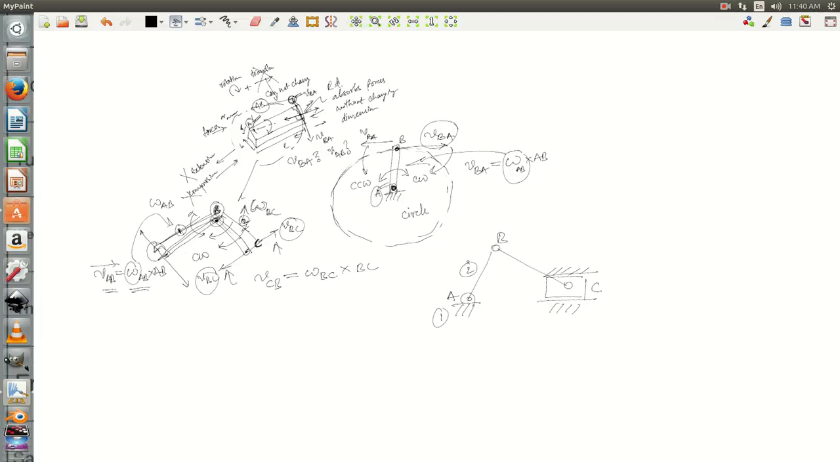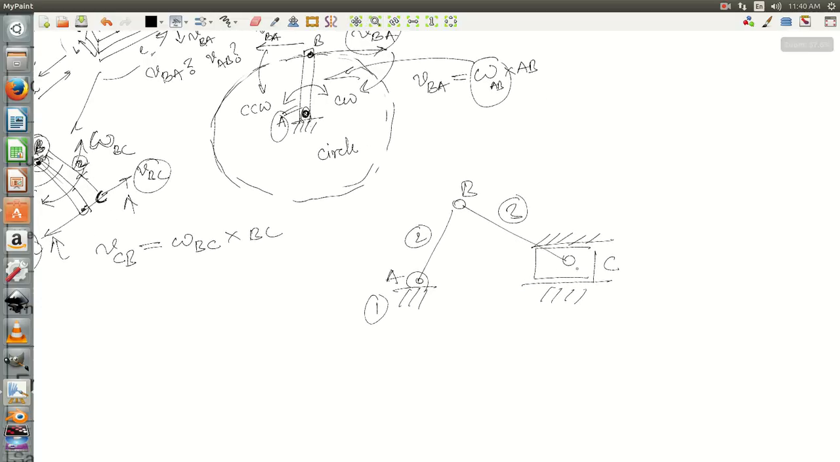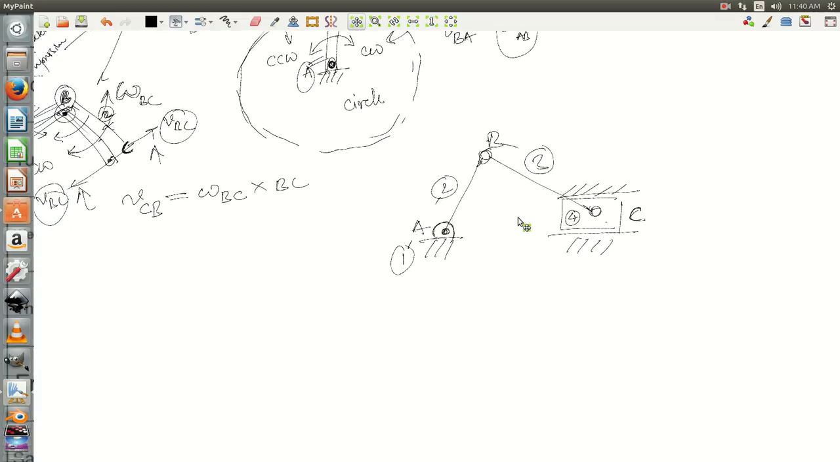This is the crank which is link 2, and this is the connecting rod which is link 3, and we have the slider which is the link 4. Notice that point A is common between link 1 and link 2, whereas the point B is common between link 2 and 3. Similarly, point C is common between link 3 and link 4.